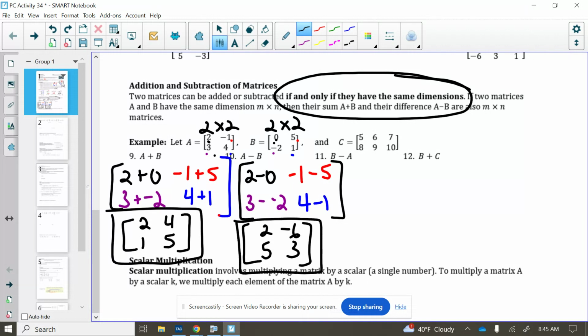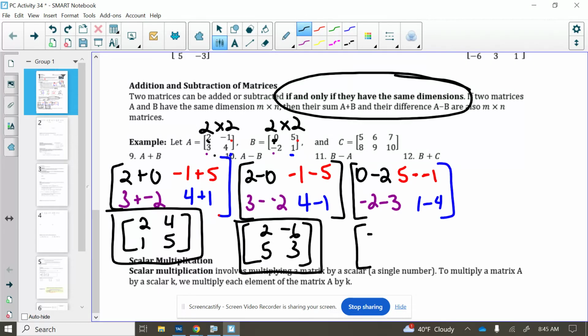All right, now order is important with subtraction because in number 11, we'll need to go the opposite way. We're going to take matrix B first and subtract away A. So 0 minus 2, 5 minus negative 1, negative 2 minus 3, and 1 minus 4. So our final simplified matrix would be negative 2, 6, negative 5, negative 3.